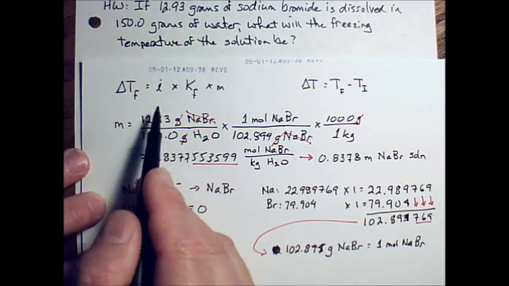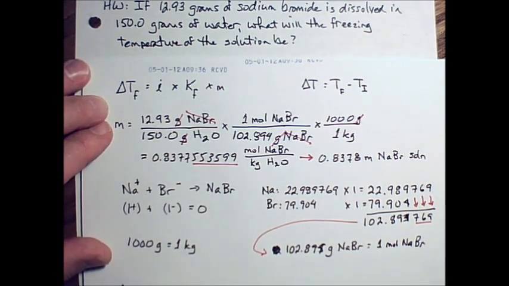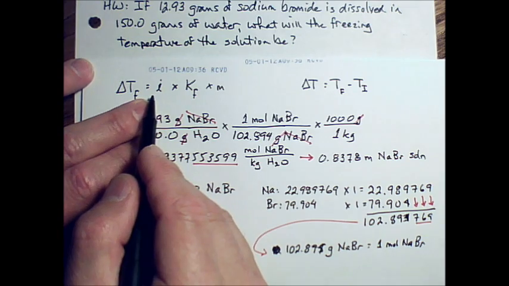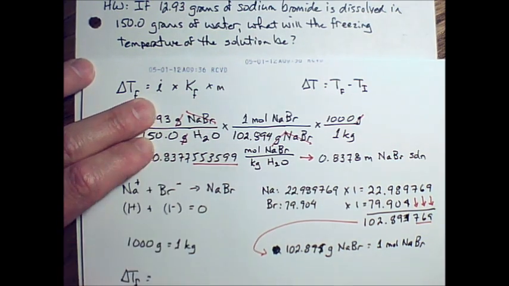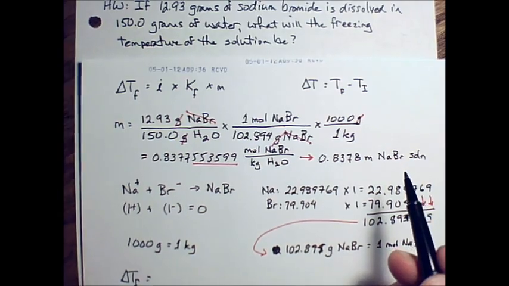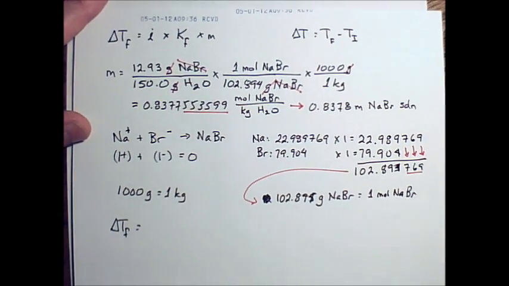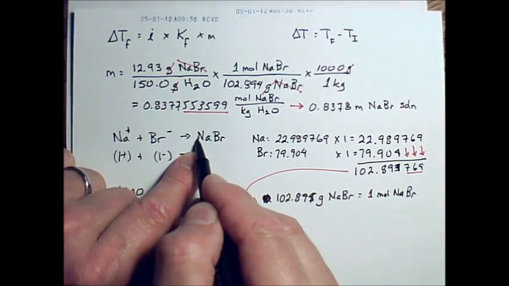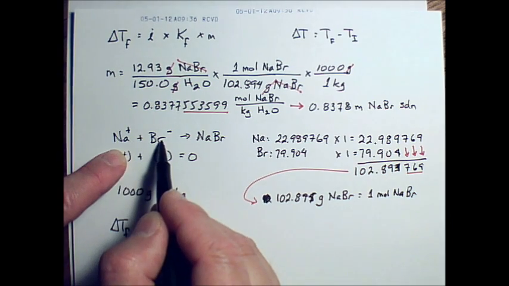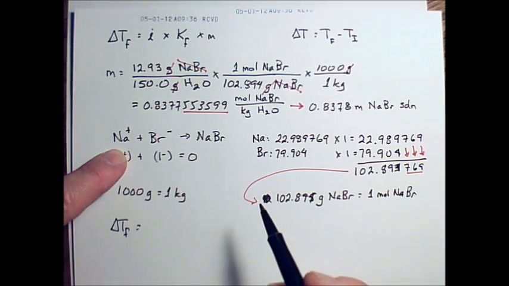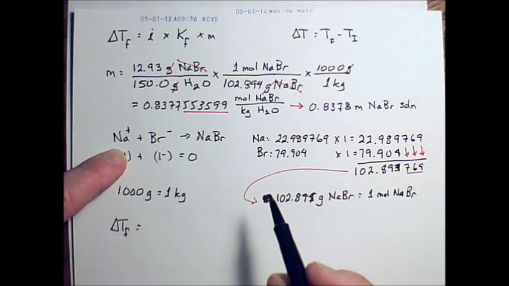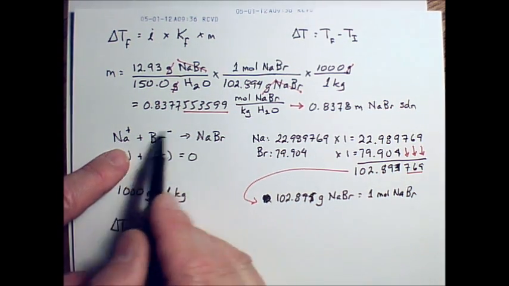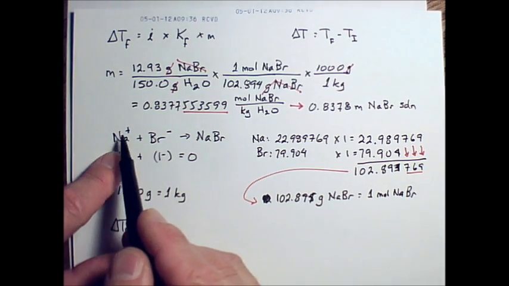The second part is to plug in the terms we have here. So the delta T for freezing is equal to i. i is the number of particles a substance breaks into when you dissolve it. When we built this formula for sodium bromide, we can see that it was made of two particles, 1, 2. That's an easy way to find it. If you build a formula using the system we've taught in this class, then it's pretty much right there.